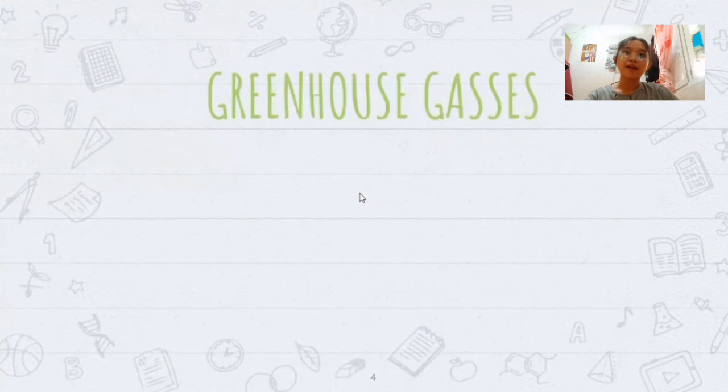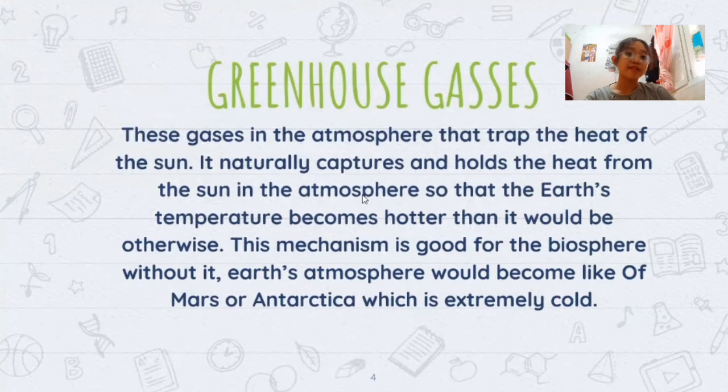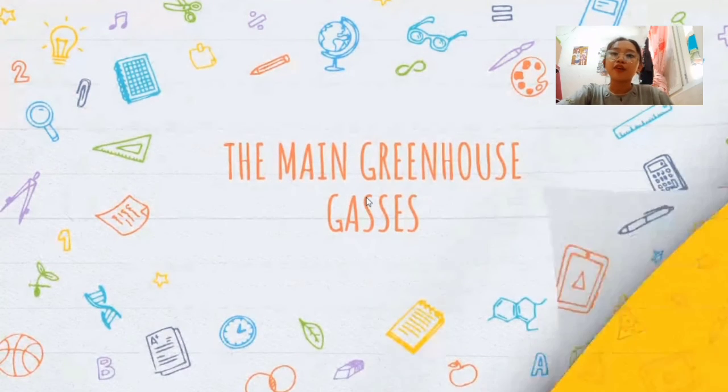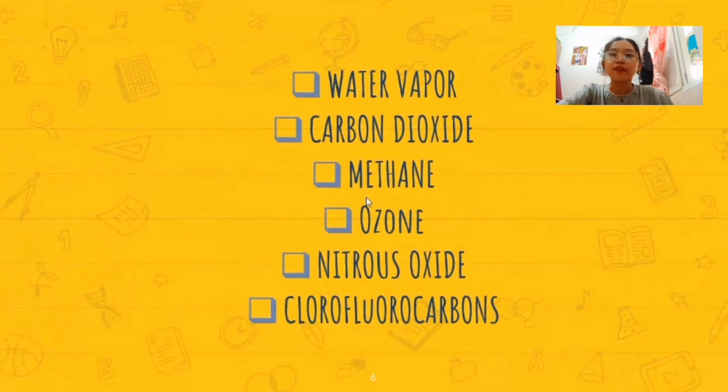So what are greenhouse gases? As I said before, these gases trap the heat of the sun. They naturally capture and hold the heat from the sun in the atmosphere so that the earth's temperature becomes hotter. This mechanism is really good for our biosphere because without these greenhouse gases, our earth's atmosphere would become like that of Mars or Antarctica, which is extremely cold. The main greenhouse gases are water vapor, carbon dioxide, methane, ozone, nitrous oxide, and chlorofluorocarbons.